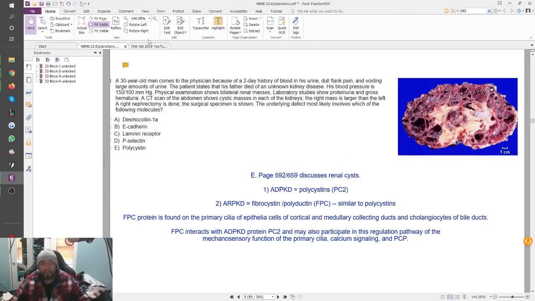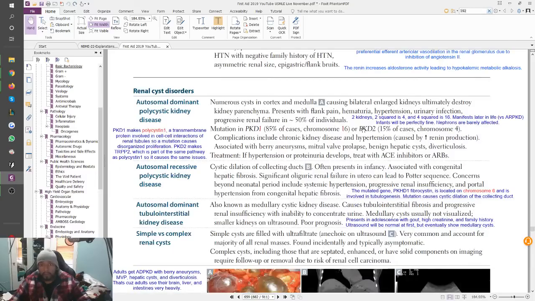Okay, so, yeah, 2 kidneys, 2 squared is 4, and 4 squared is 16, right? So chromosomes 4, right? Chromosomes 4 and 16, was that it? Yeah, PKD1 on chromosome 16 and PKD2 on chromosome 4.